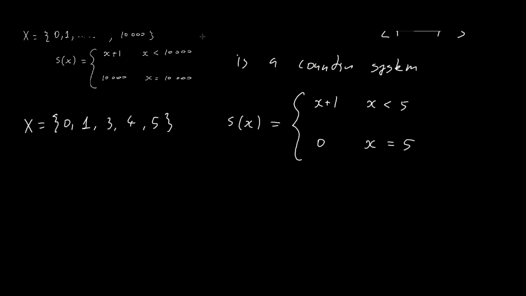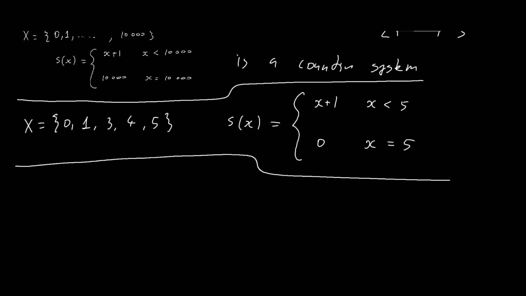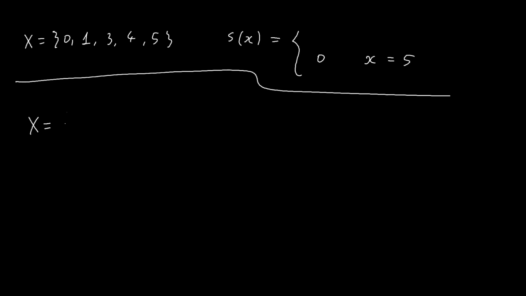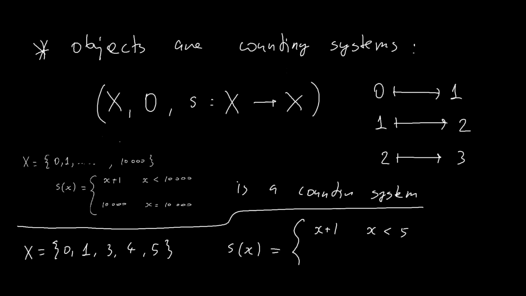So this is another counting system. Let me separate them. We had two counting systems so far. A third one. Sorry, are there any properties that a counting system should possess? No, no properties. Not at all? Not at all. Oh, okay. So in our most general definition, we have no properties.